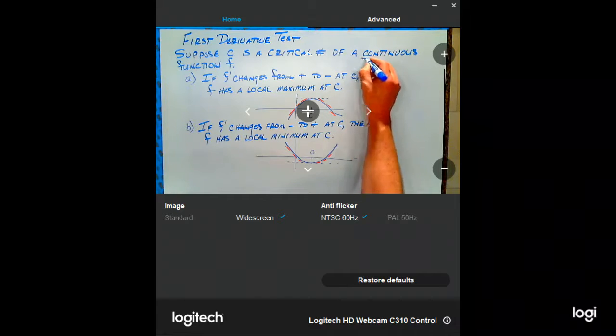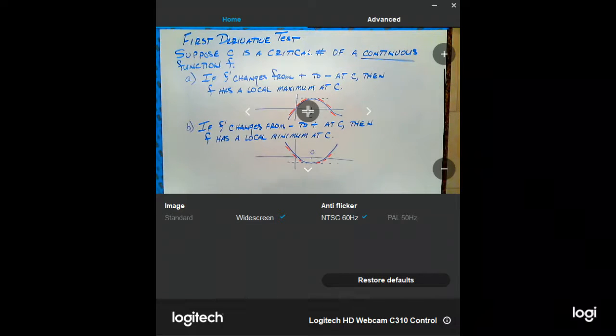Remember, F has to be a continuous function for the first derivative test to really give us the conclusions that we're stating down here in parts A and B. Now, what about part C? What does part C say? Well, part C says, what happens if F prime does not change signs at C? I mean, that could be a possibility.